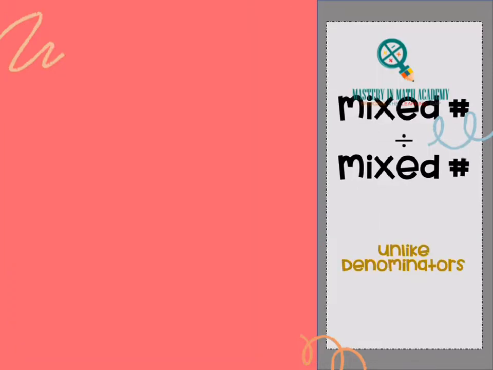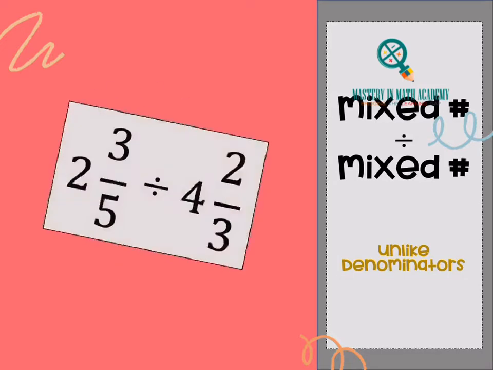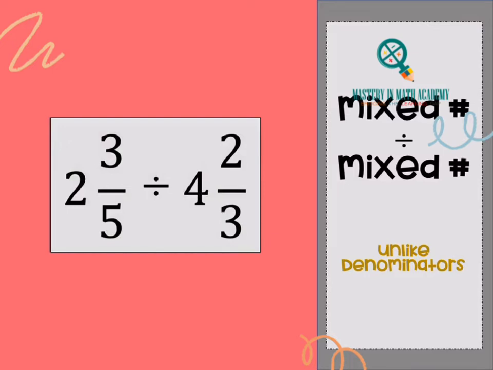We're still talking about mixed number divided by mixed number. And now we are going to look at unlike denominators. So, what does that look like? You have 2 and 3/5. That's a mixed number because you have a whole number and you have a fraction going on.